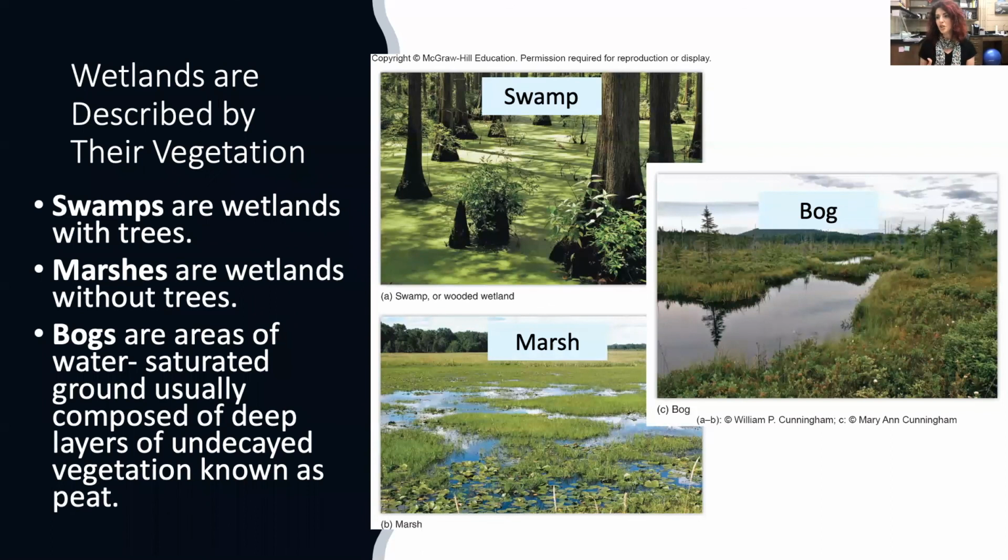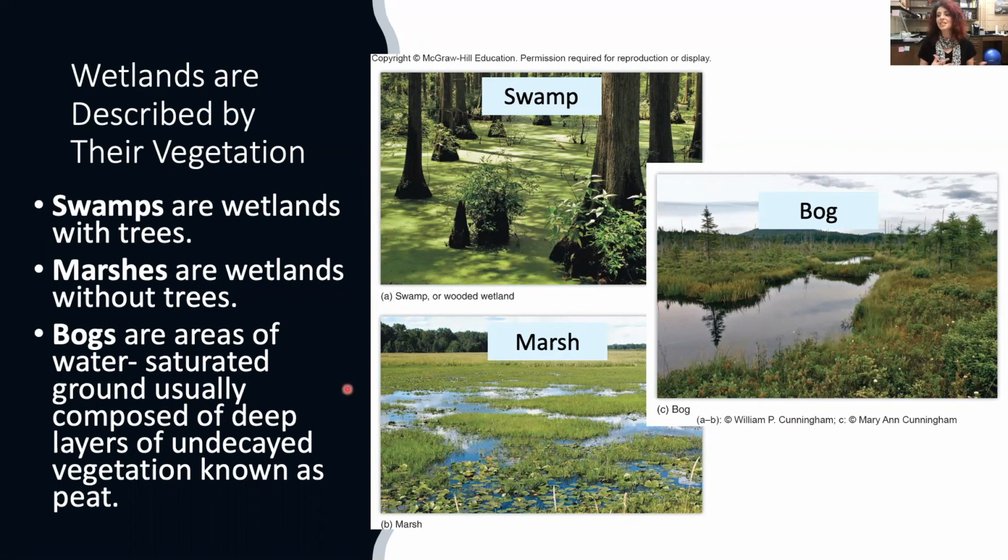So swamps are wetlands with trees. They're also called forested wetlands and they look a little bit like this. In addition, you can also have marshes. These are wetlands without trees. They instead have these emergent vegetations like lily pads and short grasses.